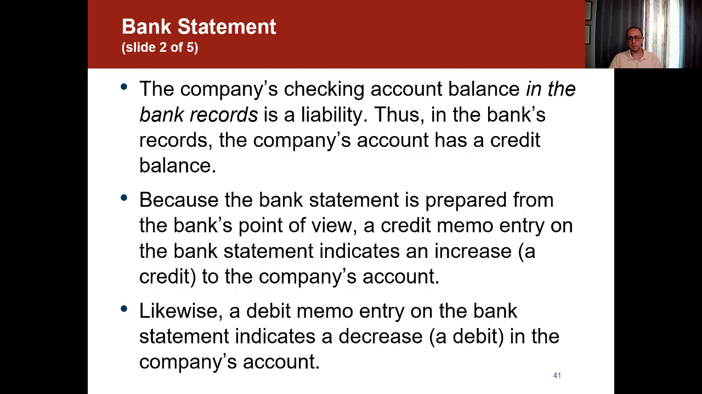So because the bank statement is prepared from the bank's point of view, a credit memo entry on the bank statement indicates an increase or a credit to the company's account. Likewise, a debit memo entry on the bank statement indicates a decrease, or in other words, a debit in the company's account. And this is very important because some people get confused why the bank is showing a credit balance. If cash is an asset, why does it show as a credit? But it's from their perspective, it's a liability on their side.